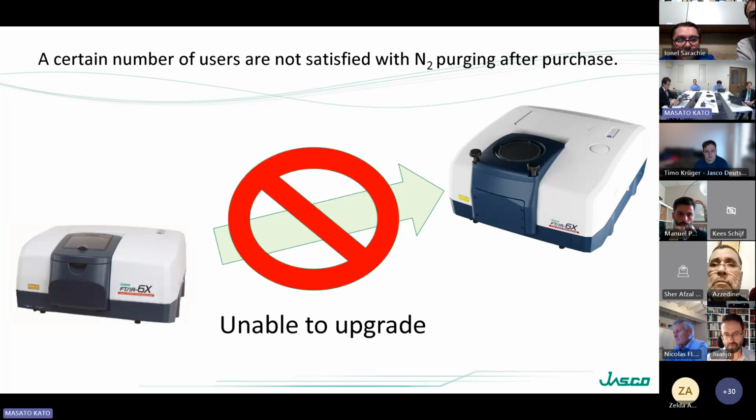A certain number of users are not satisfied with the N2 purging after starting to use it. However, it is not possible to upgrade from a standard model to a full vacuum model. For customers who are evaluating peaks that overlap with water vapor or carbon dioxide absorption, we recommend proposing a vacuum model from the beginning.